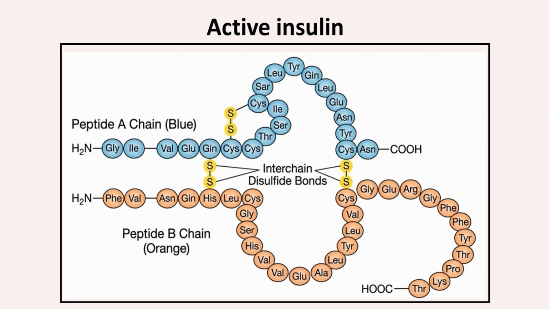This is the structure of active insulin. Here you can see the two chains: this is the A chain and this is the B chain. Here you can see the disulfide bonds, and these bonds are connecting the 2 chains.